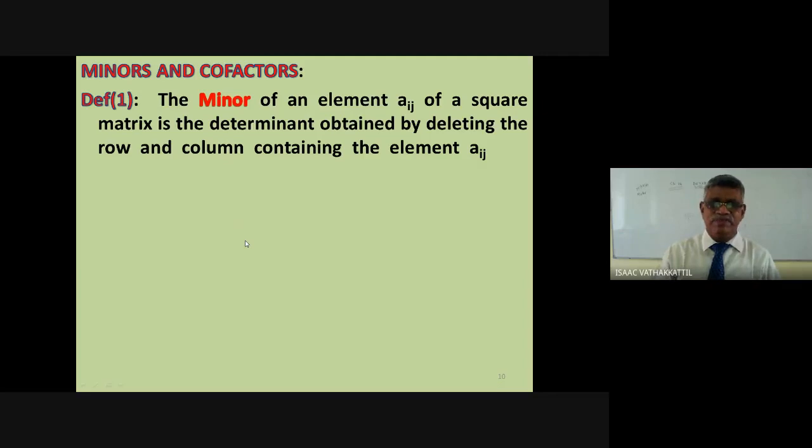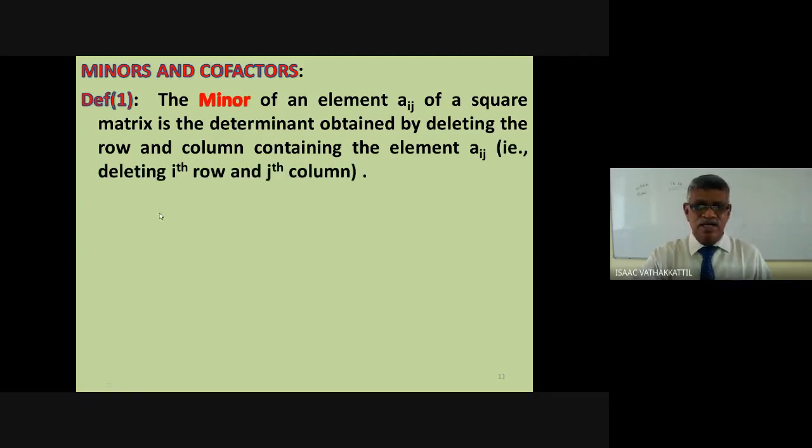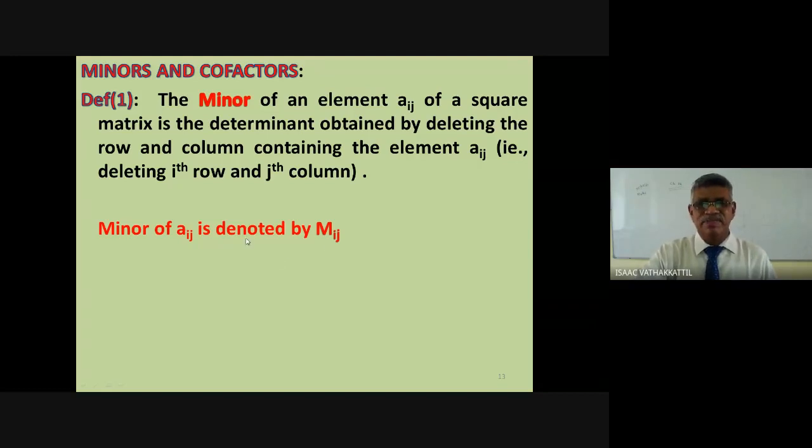Of course, you are getting a matrix from the matrix, but that is again a square matrix and it has a determinant. Every square matrix will be associated with a determinant, a number. So minor is a number now. For a given square matrix, the minor of an element Aij is the determinant obtained by deleting the row and column containing that element Aij, that is the ith row and jth column. And minor of Aij is denoted by capital M, Mij.